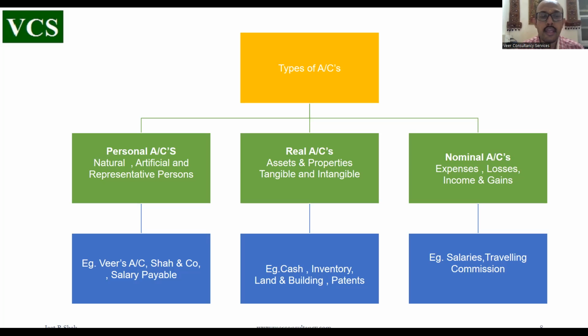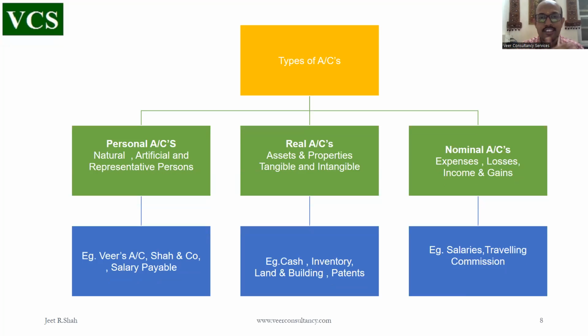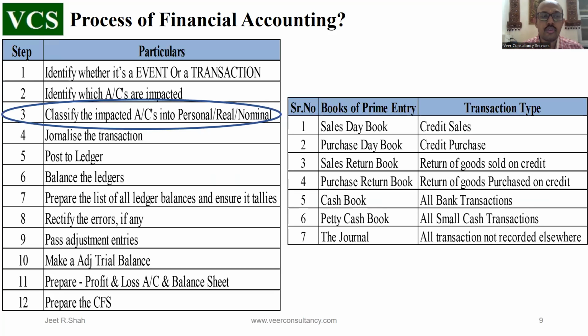Okay. Then we also have something known as nominal accounts. What are nominal accounts? They are related to either income or expense or losses or gains. So what can be examples? Wage account, salary account, rent account, interest received account, interest paid account. All these things will come where? Will come in the nominal accounts. So once you have identified the accounts, then you're going to classify into real, personal, and nominal accounts. And after this, you are going to do what?